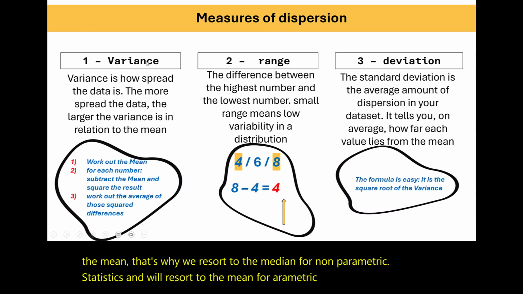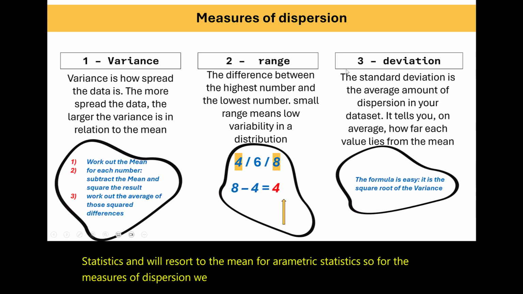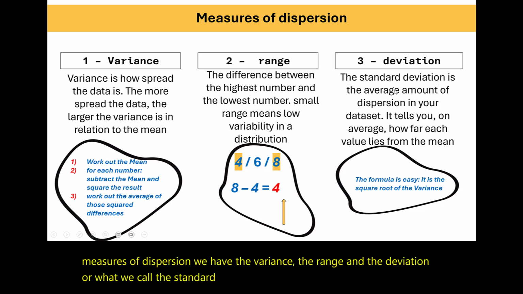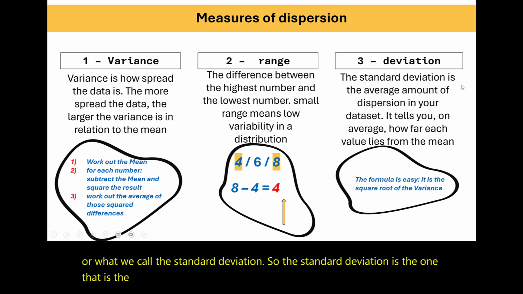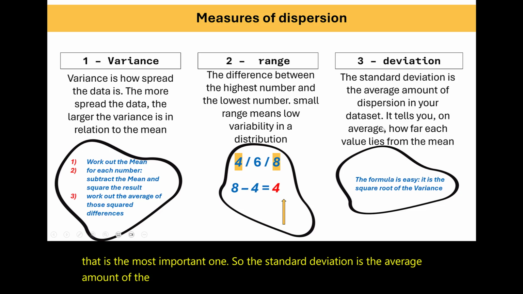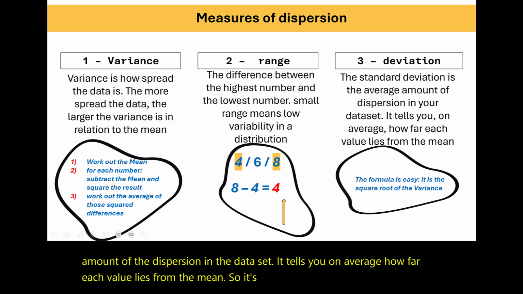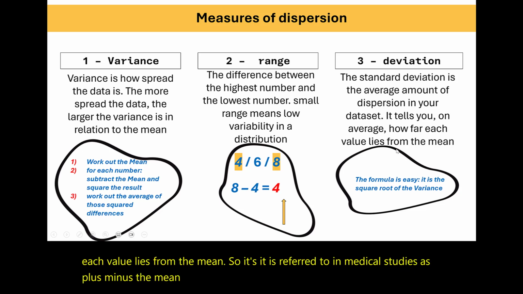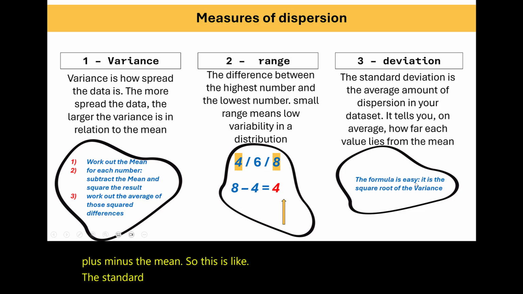So for the measures of dispersion, we have the variance, the range, and the deviation, or what we call the standard deviation. The standard deviation is the most important one. The standard deviation is the average amount of the dispersion in the data set. It tells you on average how far each value lies from the mean. It is referred to in medical studies as plus minus the mean. The formula is easy. It is the square root of the variance, and it is calculated using tools like SPSS, JASP, Jamovi, etc.